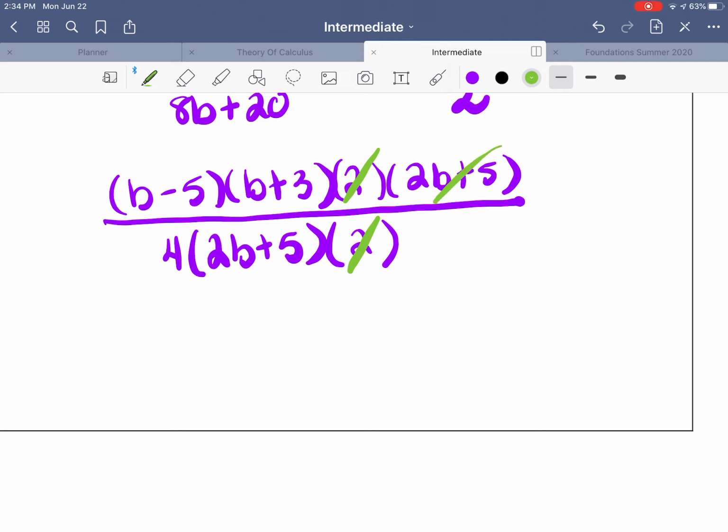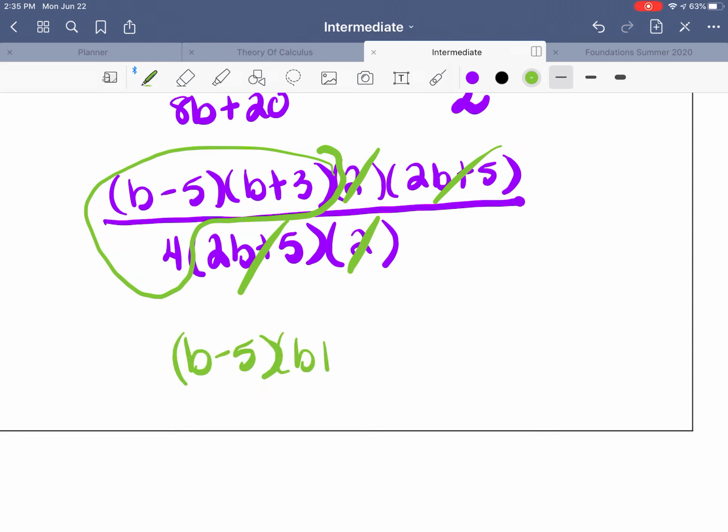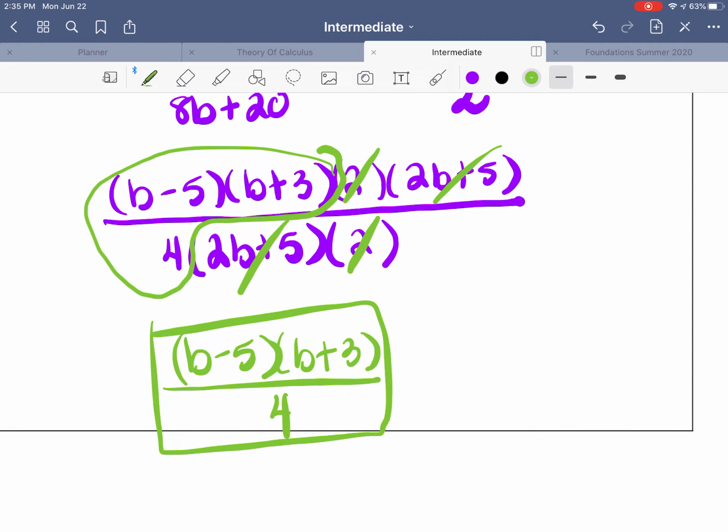I see these 2's. 2b plus 5 is my favorite step. I love to mark stuff out. And it looks like I'm left with this stuff. So that is the answer. Don't bother multiplying it out. You shouldn't need to. You should be able to just leave it.